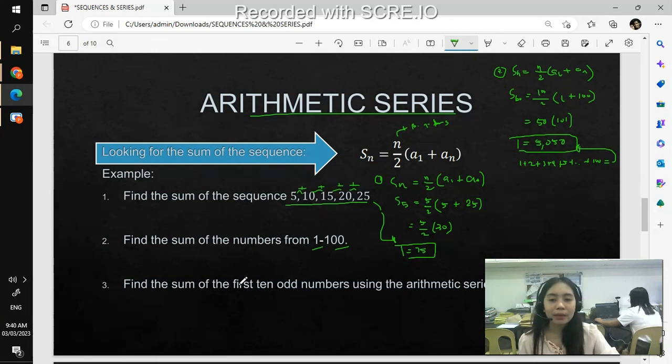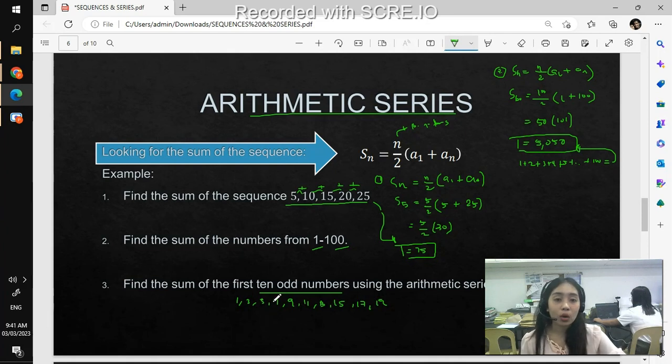Okay, next we have: find the sum of the first 10 odd terms using the arithmetic series formula. So let's first identify what the odd terms are. When we say odd, it cannot be divided by 2. When we say even, it can be divided by 2. So we have numbers that cannot be divided by 2: 1, 3, 5, 7, 9, 11, 13, 15, 17, and 19. So we have 1, 2, 3, 4, 5, 6, 7, 8, 9, 10. There are 10 terms already, and it's still considered an arithmetic sequence because we have a common difference.